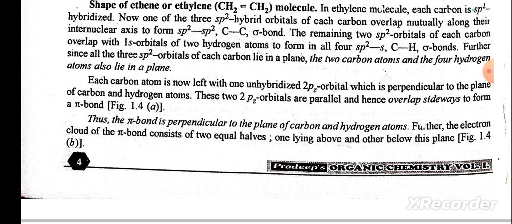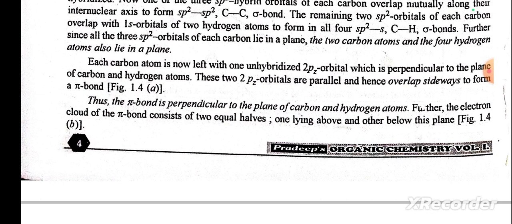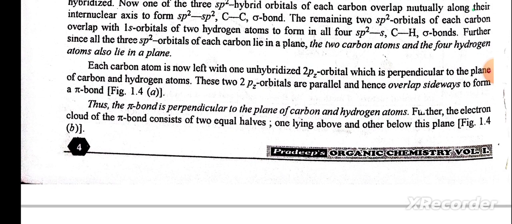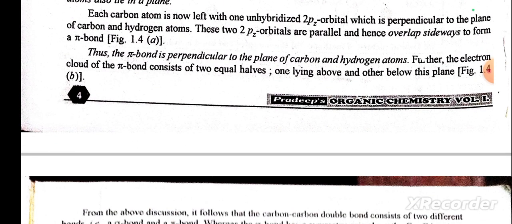Each carbon atom is now left with one unhybridized pz orbital, which is perpendicular to the plane of the carbon and hydrogen atoms. These two pz orbitals are parallel and hence overlap sideways to form a pi bond. Thus, the pi bond is perpendicular to the plane of the carbon and hydrogen atoms, and further, the electron cloud of the pi bond consists of two equal halves, one lying above and another lying below this plane.